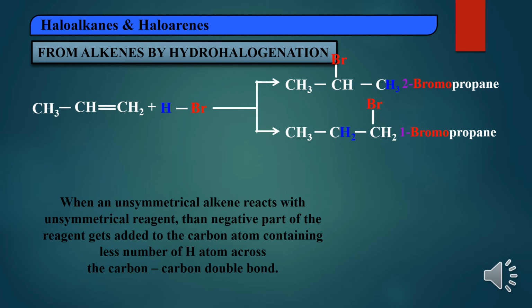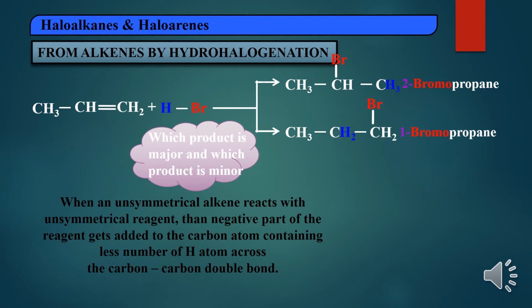where the less number of hydrogens are present, on that carbon atom in the double bond you have to attach the negative part. So that is Markovnikov's rule. So 2-bromopropane is the major product and 1-bromopropane is the minor product. Why is it so? Because of Markovnikov's rule.